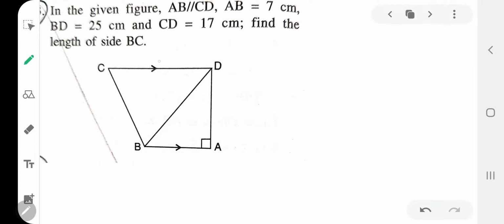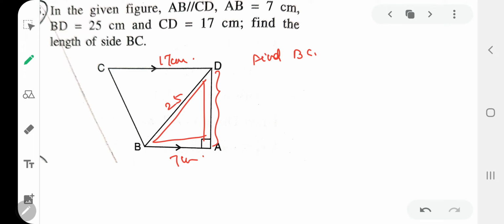Next we have, this is given as 17 centimeter, that is CD. AD is not given, sorry. AB is given as 7 centimeter. BD is given as 25. And you have to find BC. My dear kids, first take this triangle, by Pythagoras get the value of AD. Can you do that? In triangle ADB, you can write BD square is equal to AD square plus AB square. From there you can get the value of AD.